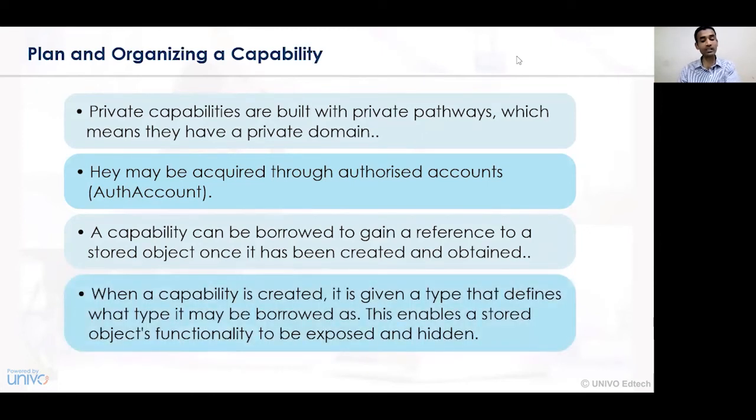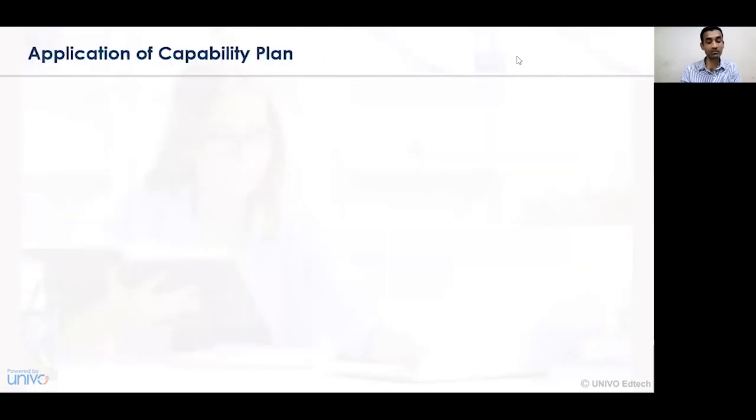When a capability is created, it is given a type that defines what type it is being borrowed as, and this enables a stored object's functionality to be exposed or hidden. So what exposure has been provided, how the capability is being created, whether it gives a definition of the borrowing status, and whether the object's functionality can be exposed or hidden. All those factors can be considered, and from those perspectives the organization of capability can be identified in a better and more effective way. So from those considerations, we need to organize a perfect capability and see whether it is an exposed or a hidden perspective.